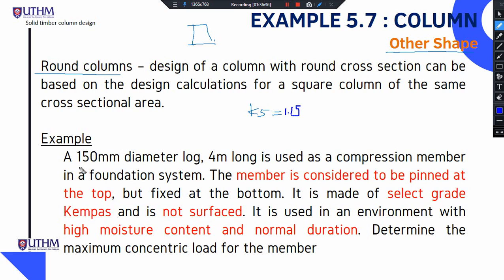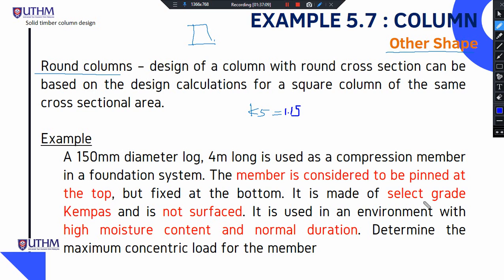So let's see example 5.7. A 150 millimeter diameter log, so it is a round column, 4 meter long. This is the actual length. It is used as a compression member in a foundation system. The member is considered to be pinned at top but fixed at the bottom, meaning the effective length is equal to 0.85 multiplied with the actual length, which is 4 meter.